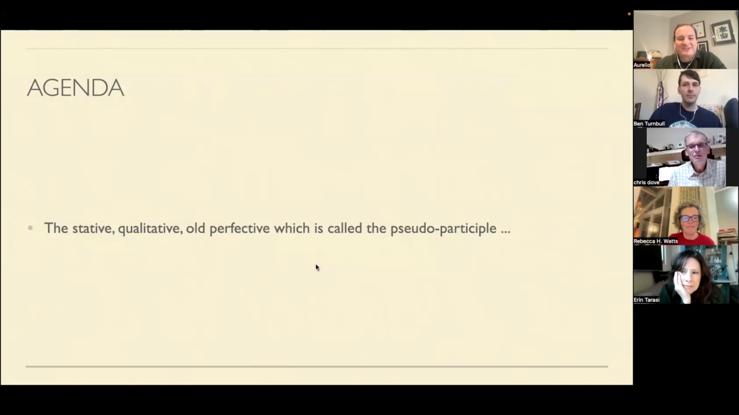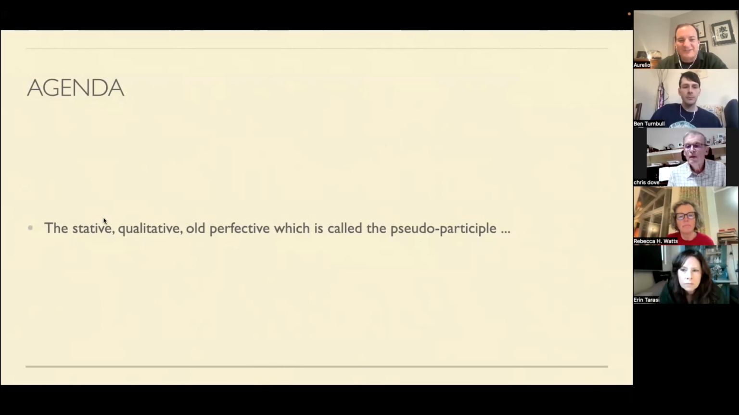Okay, here we go. So last time we had the infinitive, and today's topic goes by a lot of different names. Neveu calls it the pseudo-participle. I personally like stative. In Coptic, it becomes the qualitative. That's where it's going. Old perfective is what it's also called. That's basically where it comes from historically, when you think about it. We'll talk about that more in a moment.